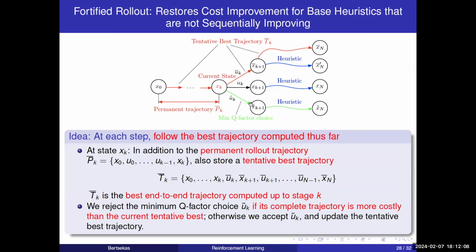Well, we reject the minimum q factor choice uk tilde if its complete trajectory is more costly than the current tentative best. Otherwise, we accept uk tilde and update the tentative best trajectory. So this is handy if maybe you have some heuristic in mind, maybe it's the best thing you can think of, but you can see that it's not consistent and you have no idea if it's cost improving. Then fortified rollout might be a good candidate variant for applying to your problem.